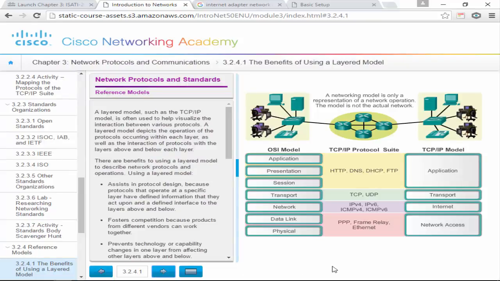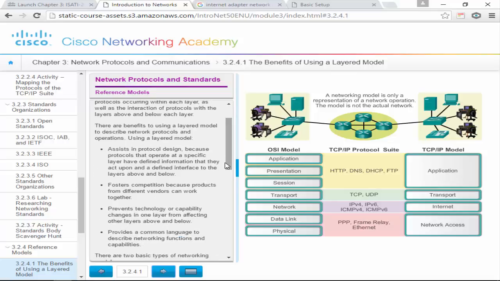Alright, so we've been talking about these models, and so we see the OSI model here, we see the TCP/IP model, but why even have a model? Alright, so the beauty of the model is, one reason is, as in any IT job, you can use this model to help yourself with a problem. So it's problem solving, right?